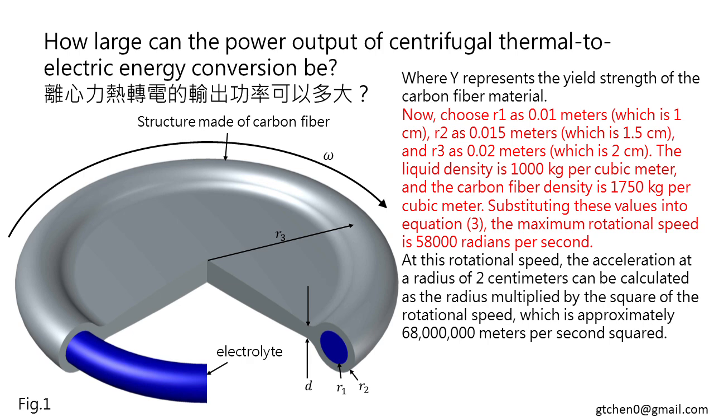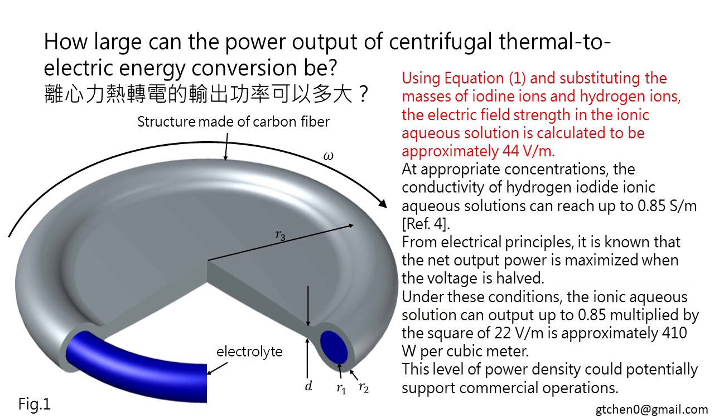Substituting these values into equation 3, the maximum rotational speed is 58,000 radians per second. At this rotational speed, the acceleration at a radius of 2 centimeters can be calculated as the radius multiplied by the square of the rotational speed, which is approximately 68 million meters per second squared. Using equation 1 and substituting the masses of iodine ions and hydrogen ions, the electric field strength in the ionic aqueous solution is calculated to be approximately 44 volts per meter.